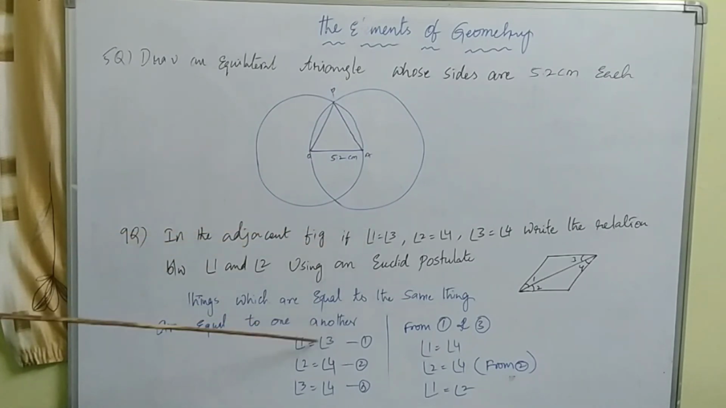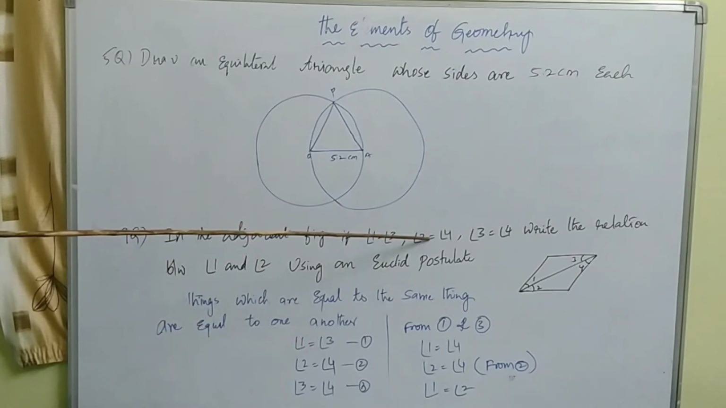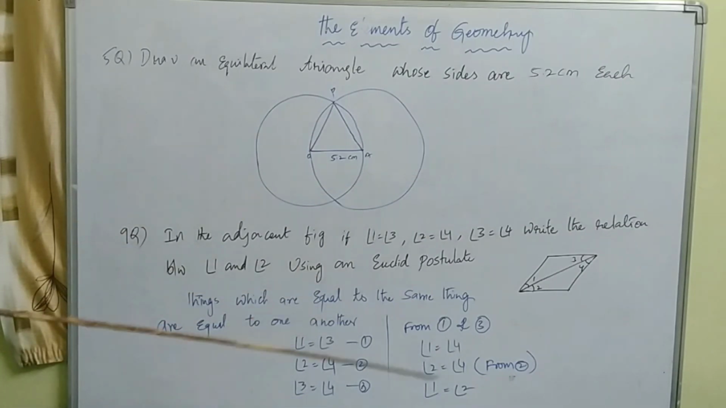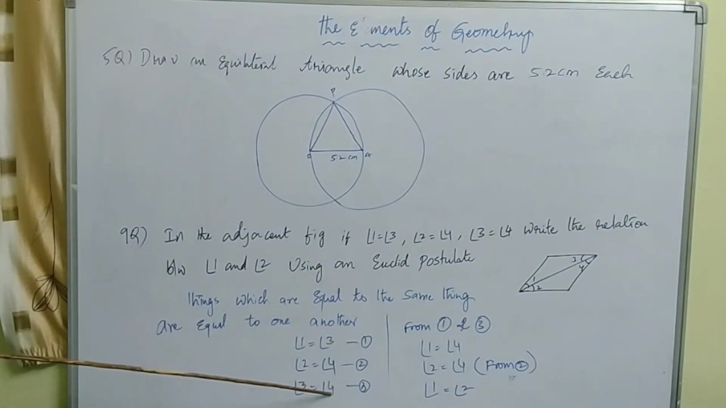Here angle 1 is equal to angle 3. Angle 2 is equal to angle 4. Angle 3 is equal to angle 4. This is the given data. So, from equation 1 and equation 3, angle 1 is equal to angle 3, angle 3 is equal to angle 4. Things which are equal to the same thing are equal to one another. So, angle 1 is equal to angle 4.